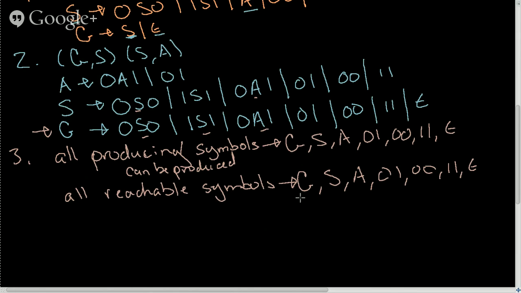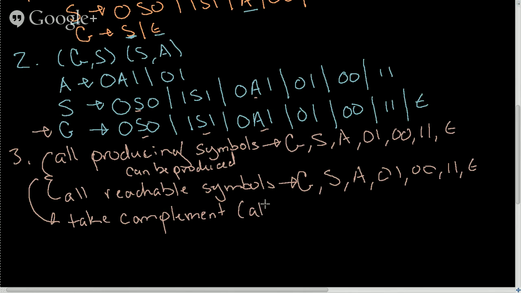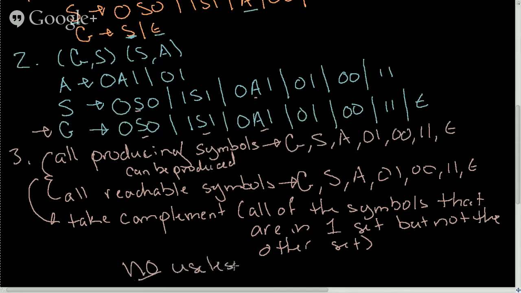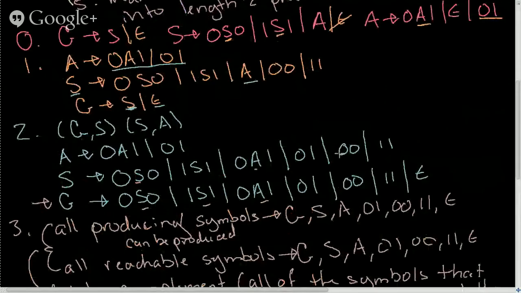So now we take the complement of these two things. And what the complement means, in case you're a little rusty from 226, is just all of the symbols that are in one set but not the other set. And so we can see that there aren't any symbols in the complement. All of the symbols that can be produced are also reachable. So that means there are no useless symbols in this, so we can basically skip step 3.